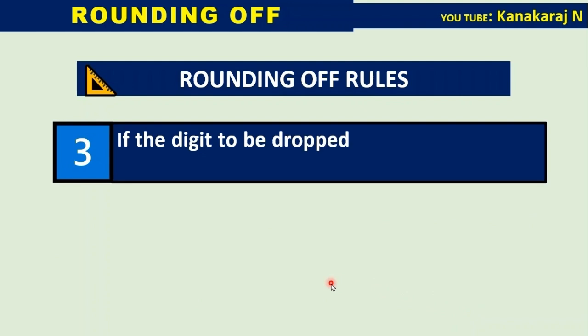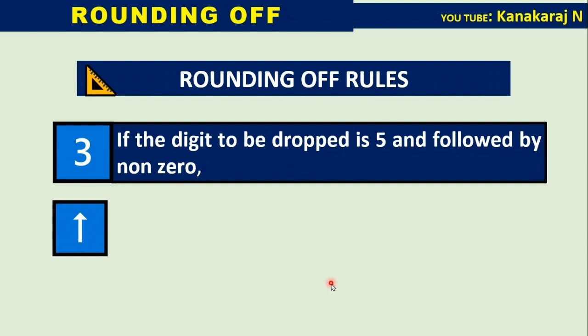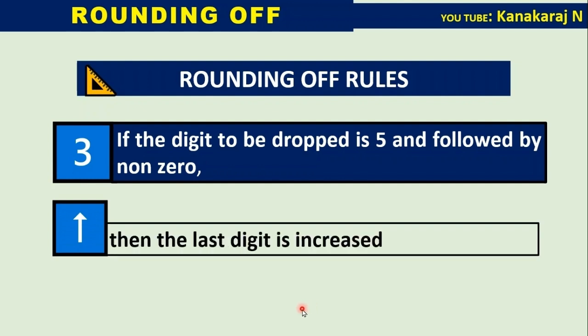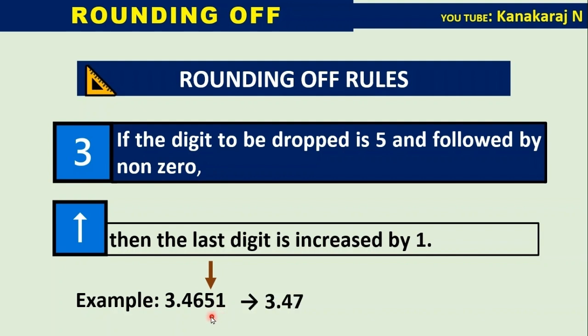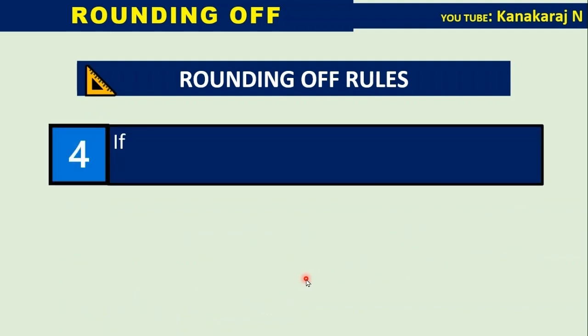The third rule. If the digit to be dropped is 5 and followed by a non-zero digit, then the last digit is increased by 1. The example is 3.4651. The number 5 is to be dropped. That 5 is followed by some number, 1. So the previous number, the last digit 6, must be increased by 1. So the answer is 3.47.